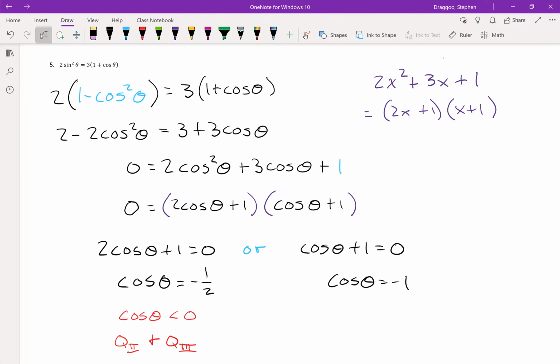And now that that's been factored, I should be able to split up those two factors and set each one equal to 0 independently, because again, using that zero product principle, if I have 2 factors that multiply together to get 0, and specifically 0, then I can split up those factors and set each one equal to 0. So on the left, I've got 2 cosine theta plus 1 is equal to 0, and cosine theta then is equal to negative 1/2. And on the right, I end up getting that cosine theta is equal to negative 1.